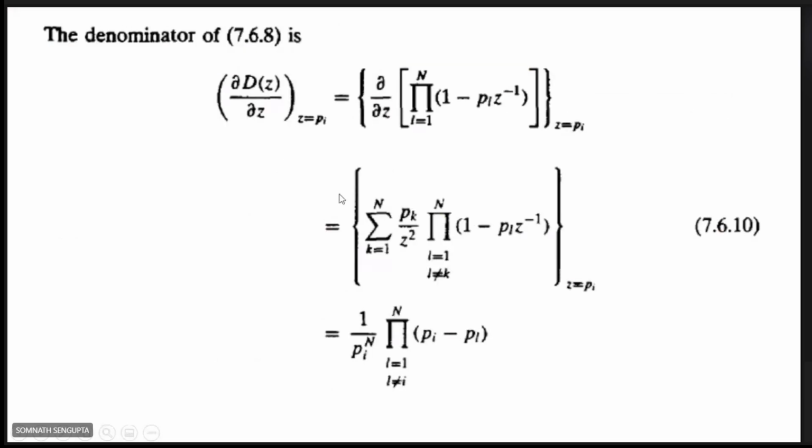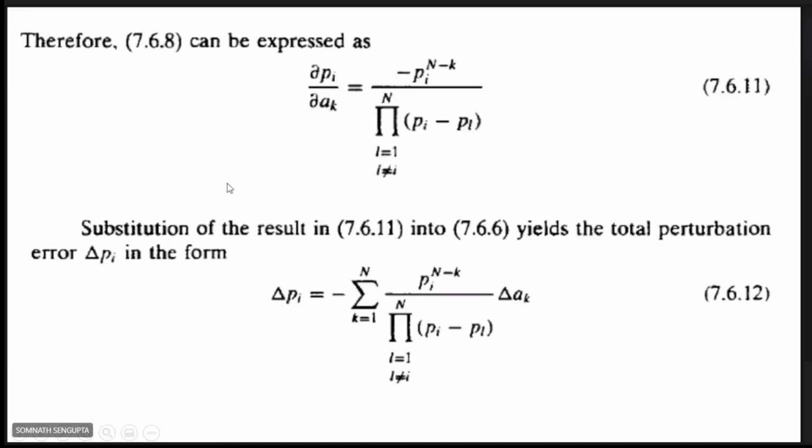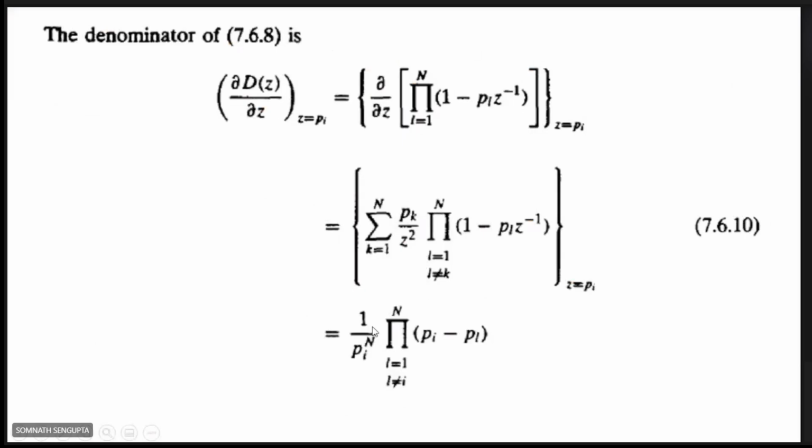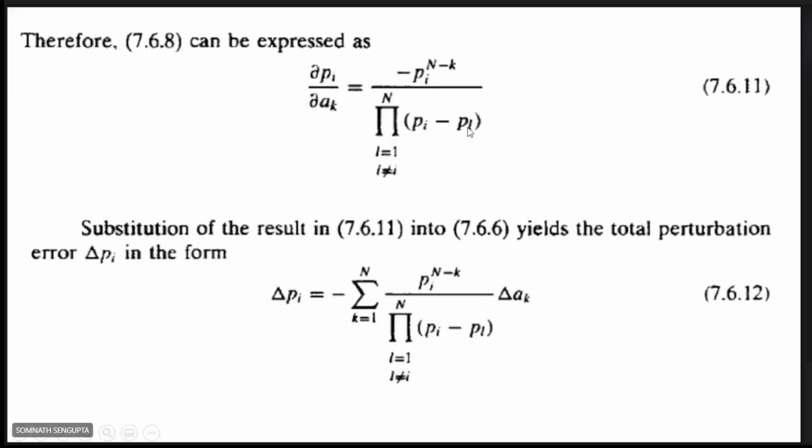So we can write that the denominator of 7.6.8 is equal to this one, ∂D(z)/∂z, so they have differentiated it at z equal to pi. After this you will get this formula. Therefore 7.6.8 can be expressed this way, as this formula 7.6.11. Just go through this derivation.